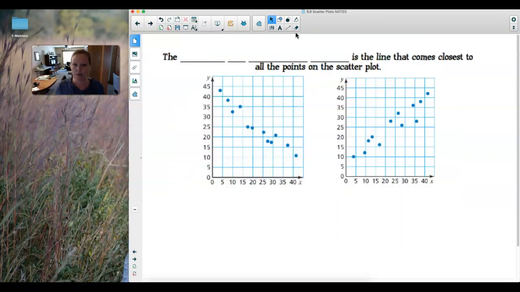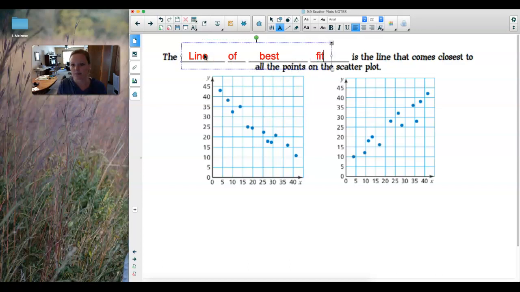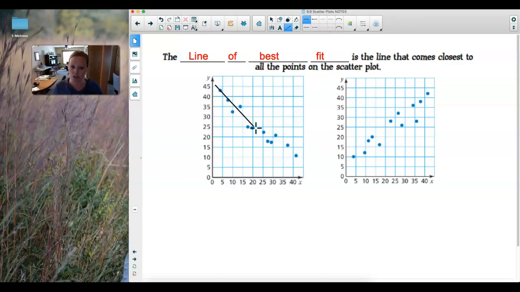Okay. The other thing that we're going to talk about is something that's called the line of best fit. The line of best fit is the line that comes closest to all of the points on the scatter plot. So these two scatter plots do not have labels necessarily on what they're about, but I can take a line, and we're not going to connect the dots. We're just going to draw a line that kind of shows the direction in which the data is moving.